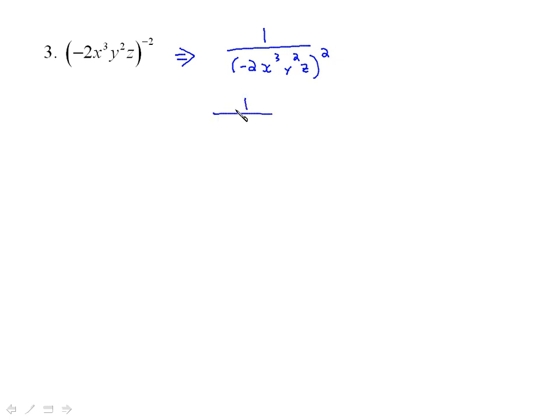And then this would become, now be really careful, because negative 2 squared, I'm going to write that out separately in little brackets. You don't need to do that. But you do need to be aware that it's a negative 2 being squared. And then this is x to the 3 times 2 is x to the 6. Y to the 2 times 2 is 4. And then z to the 2. And then negative 2 squared is 4x to the 6 y 4 z 2. And there you go.